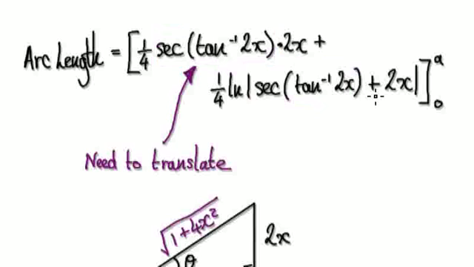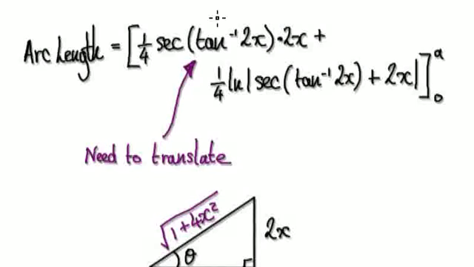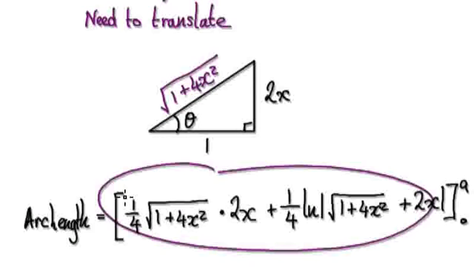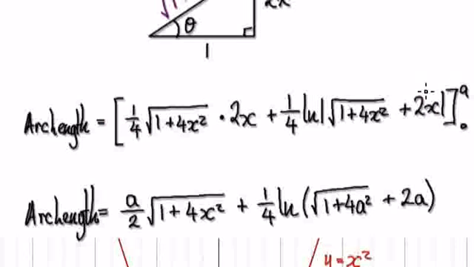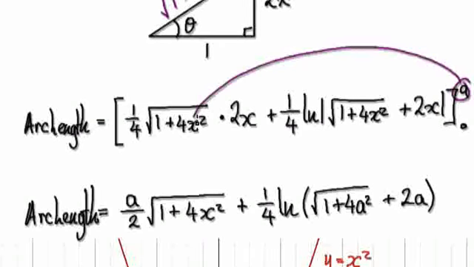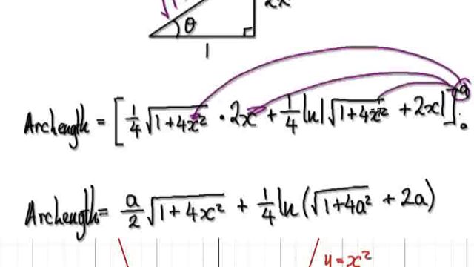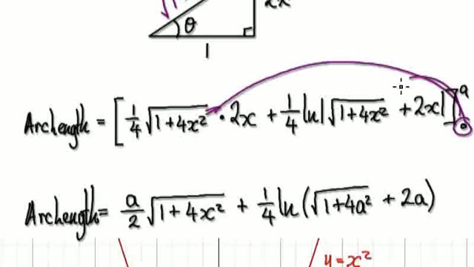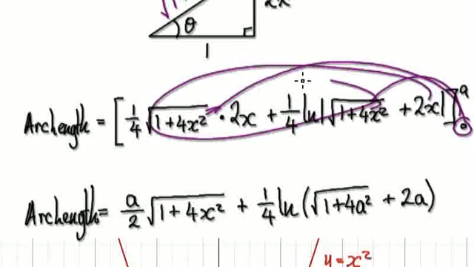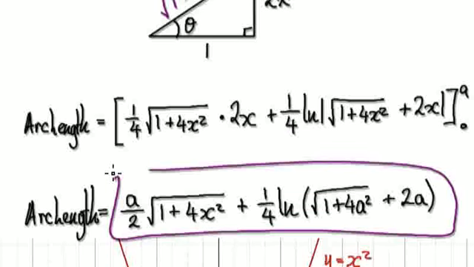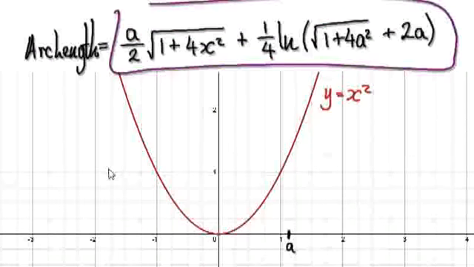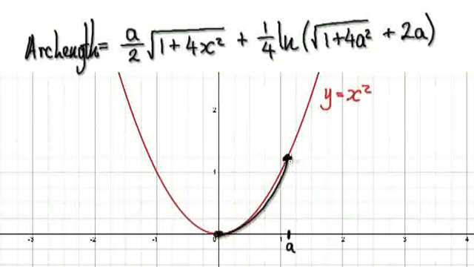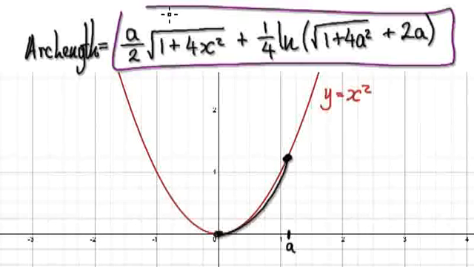Anyway, this whole thing here will then become this. And then you have to put this into here, and so on. And then take away, put zero into here. If you put zero into all of these, then this whole thing here will be zero. Anyway, the arc length is given by this. So the arc length, meaning this length from here to here, is given by this whole thing here.